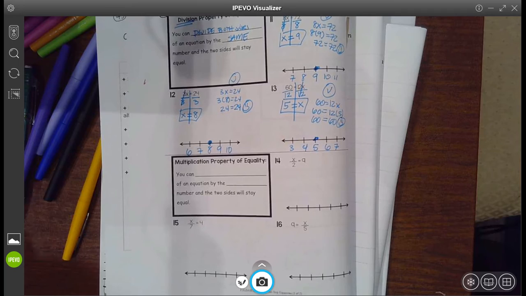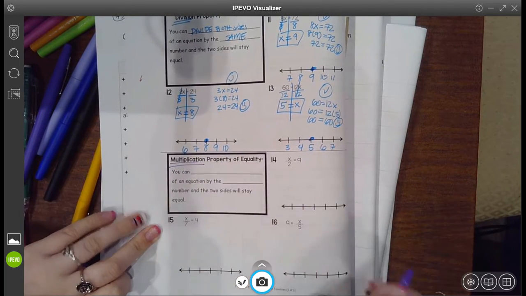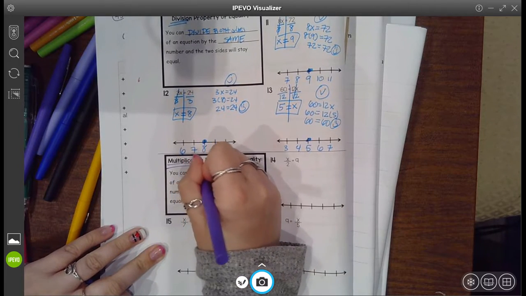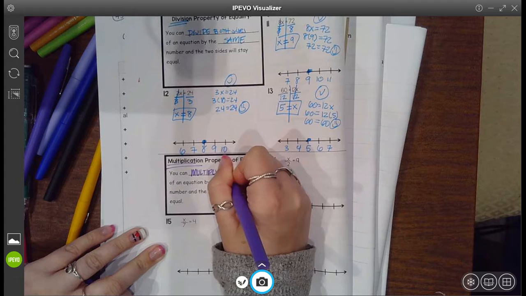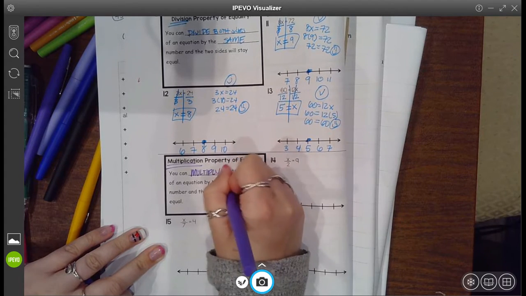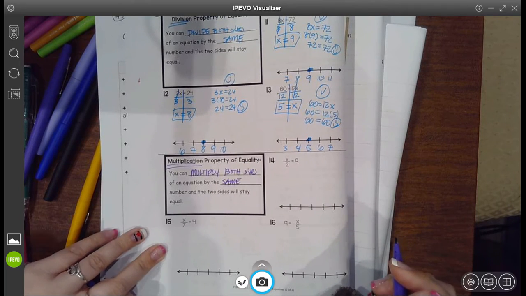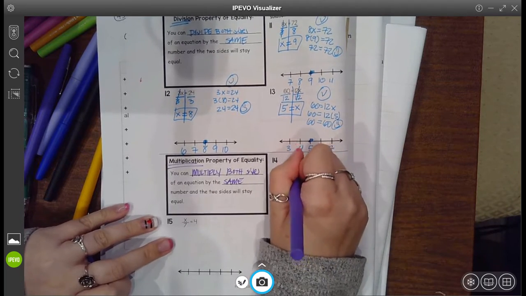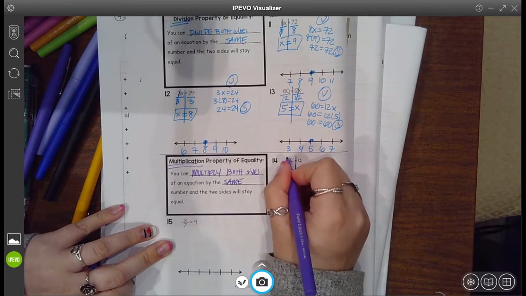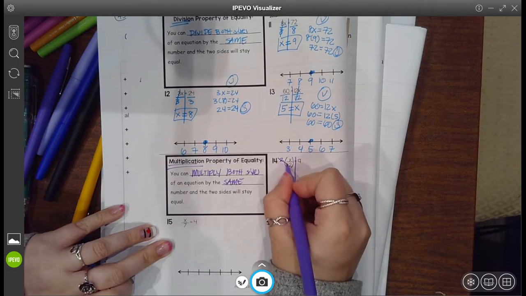And finally, now we're going to do the multiplication property of equality. And that's saying that you can multiply both sides of an equation by the same number, and then the two sides will remain equal. Why are we going to be multiplying? Because this time these are division equations, and the inverse of dividing is to multiply. Okay, so now these twos cancel out.